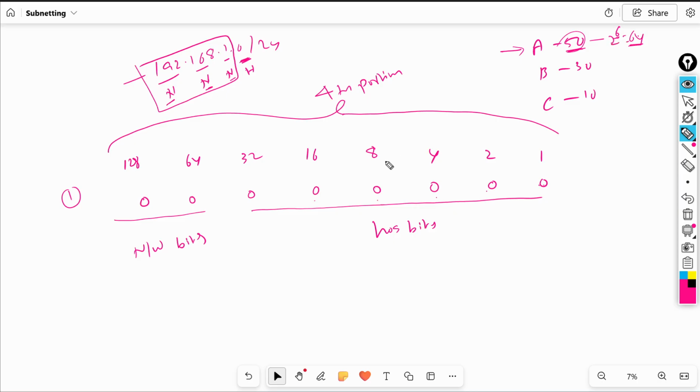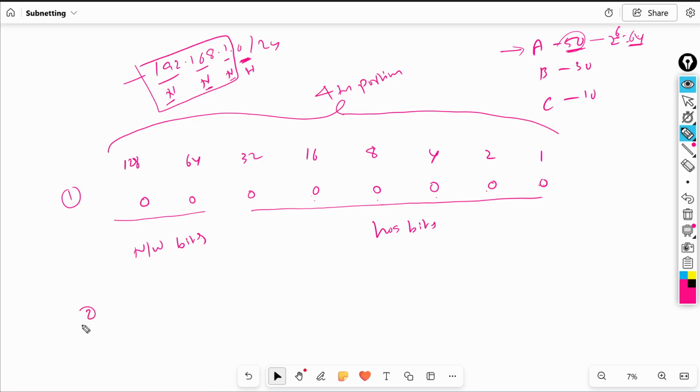Now here we need to borrow 6 bits from right side to left side. Count 6 bits: 1, 2, 3, 4, 5, 6, like that. The remaining 2 are what? Network bits.